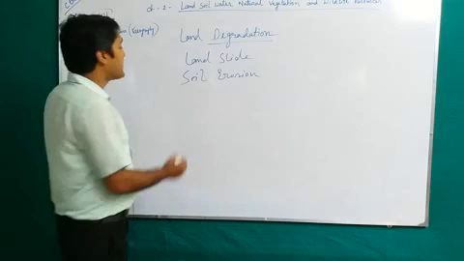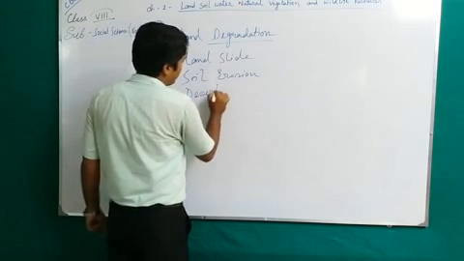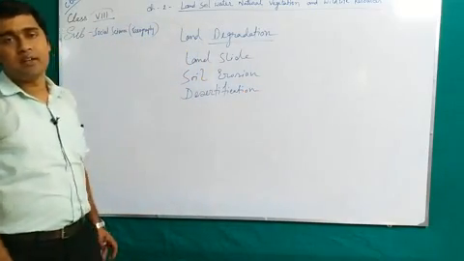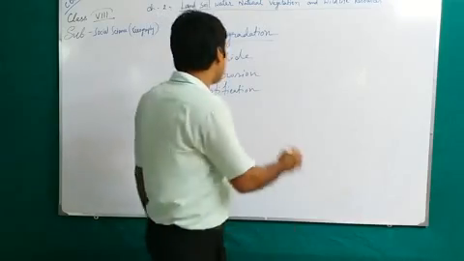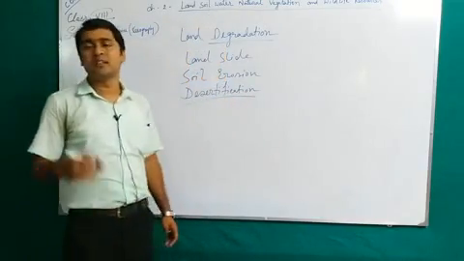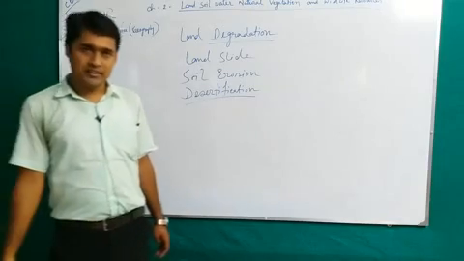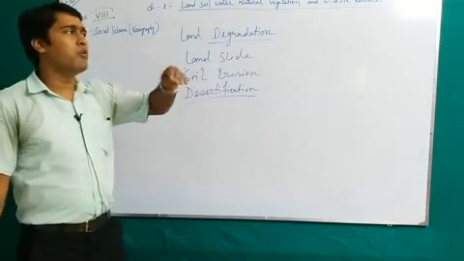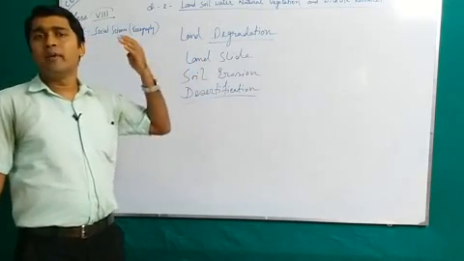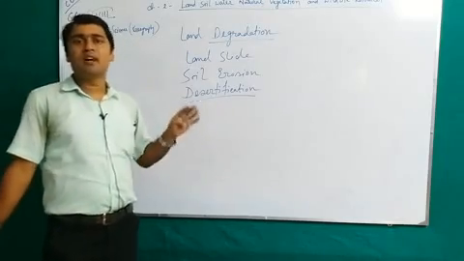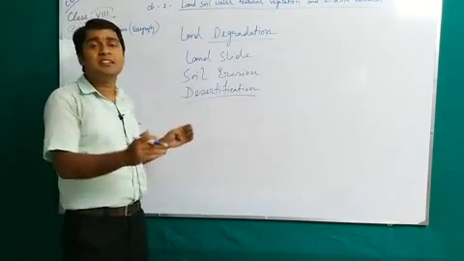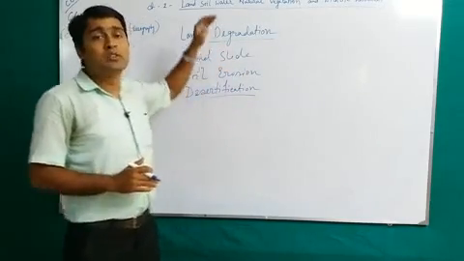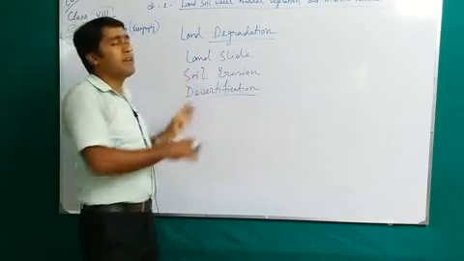Another one is desertification. What is desertification? Desertification means the desert area is increasing due to several reasons. So what is a desert region? A desert region is an area where the temperature is very high and rainfall is very low. That's why the number of trees decreases, and the desert area increases day by day. This is desertification. So these are the impacts of overutilization of land.